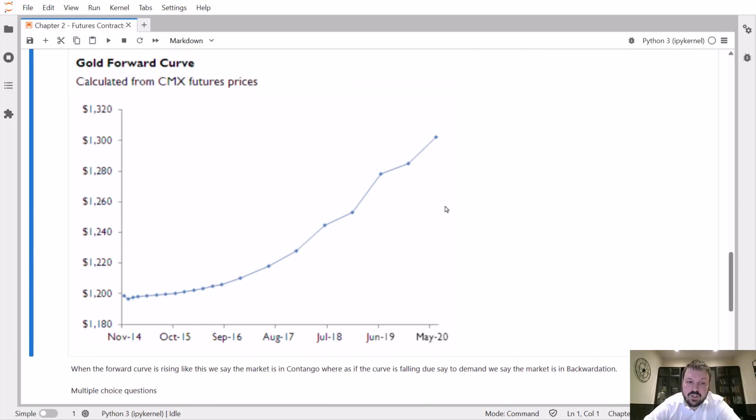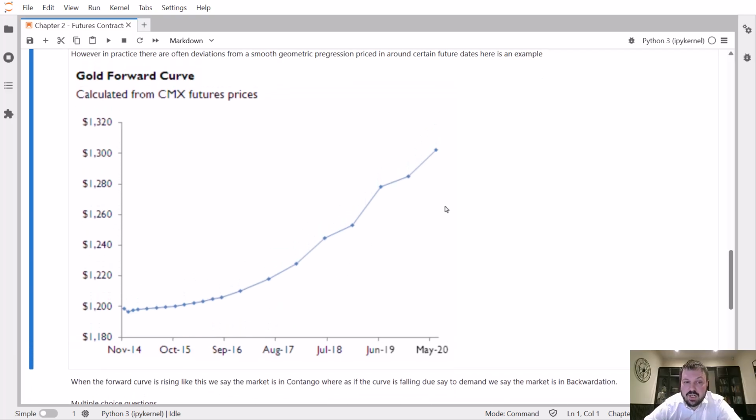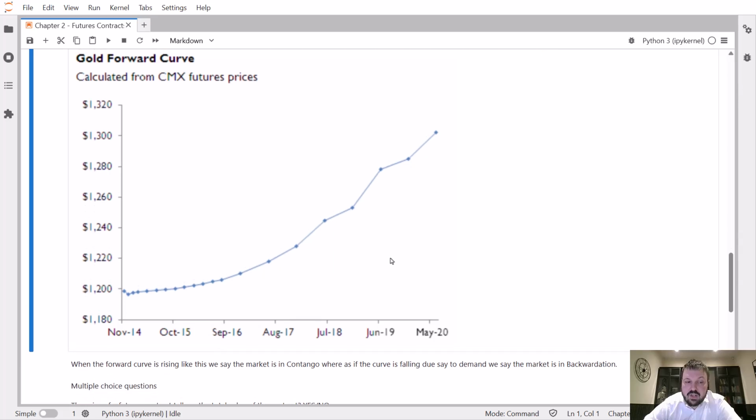So there are two bits of jargon here. One is when this curve is rising smoothly, we say the market is in contango, and when it's falling in the opposite direction, we say the market is in backwardation. So that's a very quick introduction to futures contracts, and there are some multiple choice questions which follow.